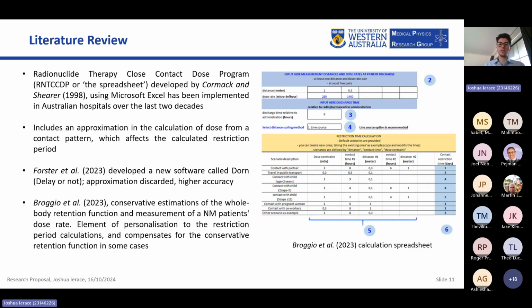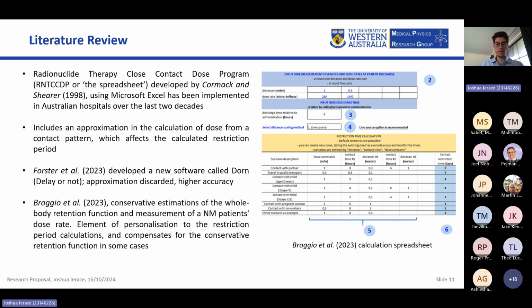The Radionuclide Therapy Close Contact Dose Program, or the spreadsheet, was developed by Cormack and Shearer in 1998 using Microsoft Excel. Their spreadsheet has been implemented in Australian hospitals over the last 2 decades. The spreadsheet includes an approximation in the calculation of dose from a contact pattern. This significantly affects the calculated restriction period. So in 2023, Forster et al. developed a new software called DAWN, Delay or Not, where this approximation was discarded. They found it had higher accuracy for calculating restriction periods.